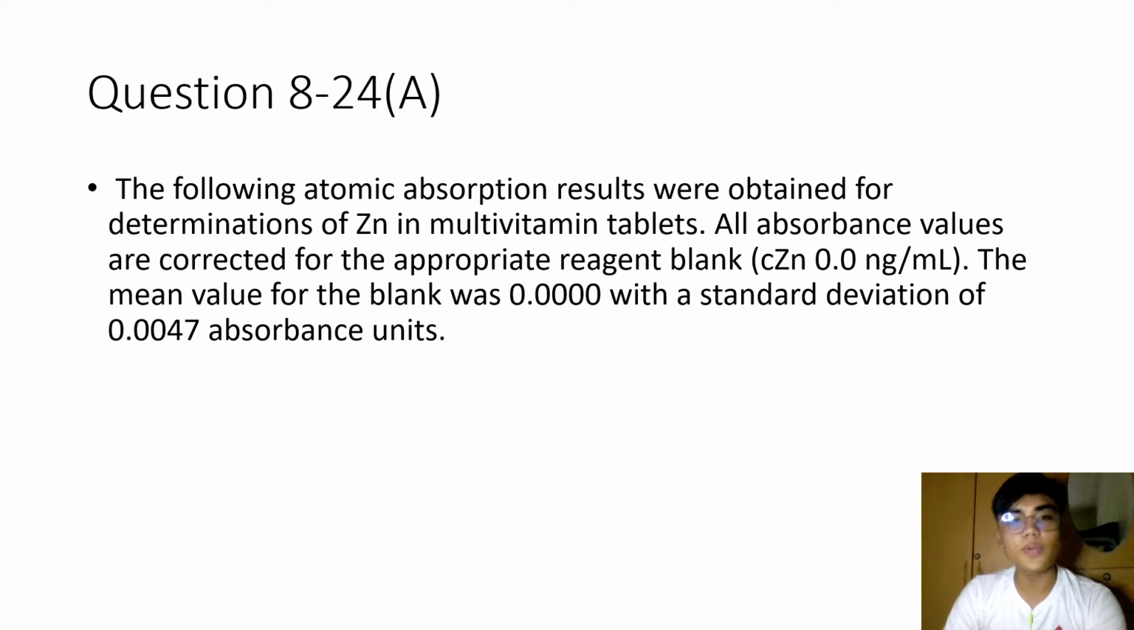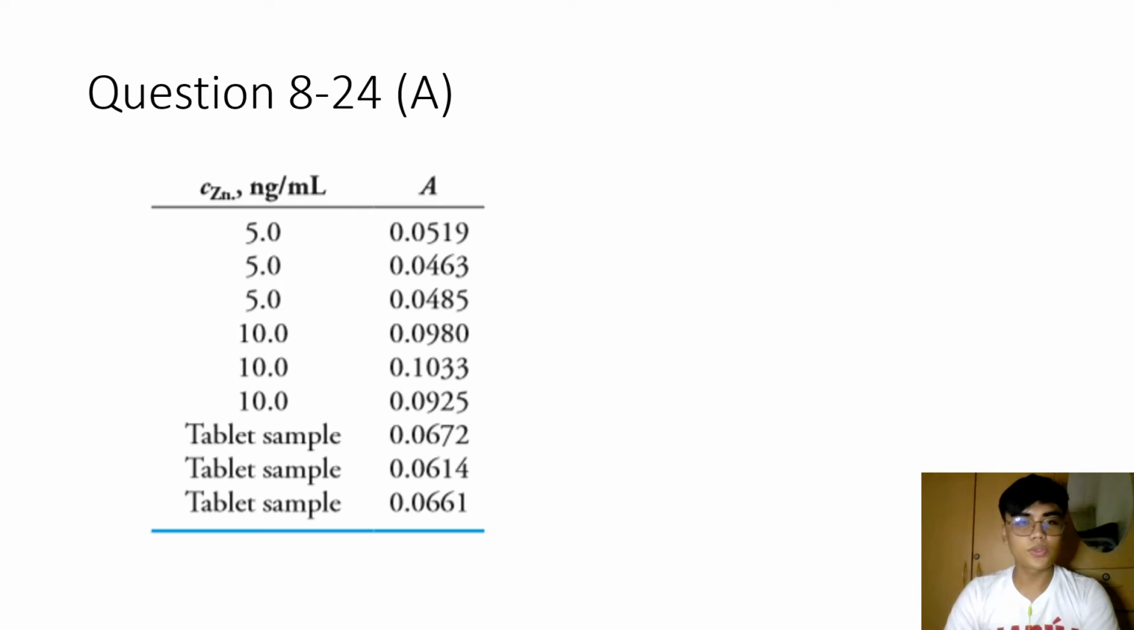So for the question 8-24 letter A, the following atomic absorption results were obtained for determination of zinc in multivitamin tablets. All absorbance values are corrected for the appropriate reagent blank. Concentration of zinc is 0.0 nanogram per milliliter. The mean value for the blank was 0.0 with a standard deviation of 0.0047 absorbance unit. We have here a table of values for the concentration of zinc in nanogram per milliliter and absorbance unit.